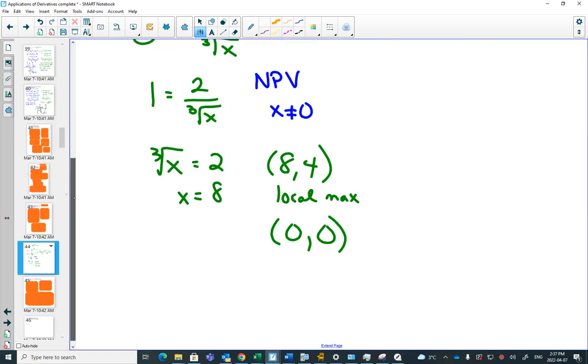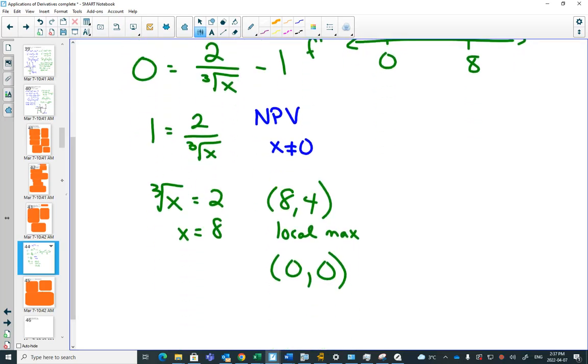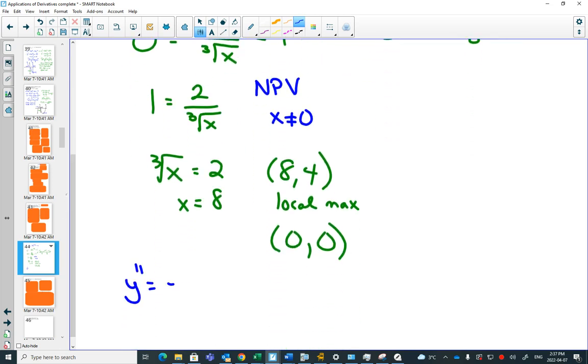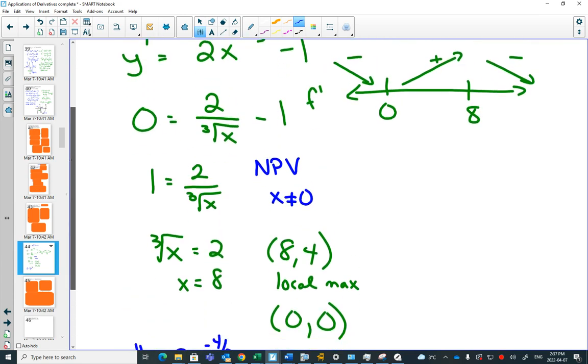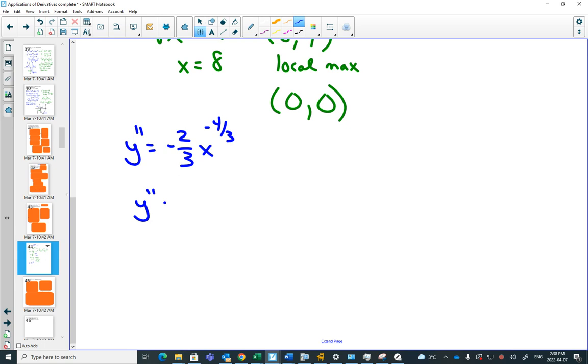Okay? Second derivative. So we're going to take our first derivative, switch colors here, y double prime. We had 2x to the negative 1/3, so now we'll have negative 2/3 x to the negative 4/3, and that is it. Okay? This is equal to, I'll set it equal to 0. And I'll just change the format here, so it's negative 2 over 3 cube root of x to the 4.